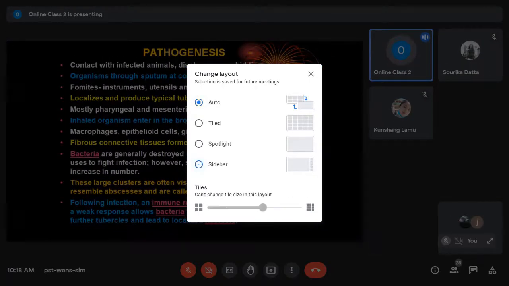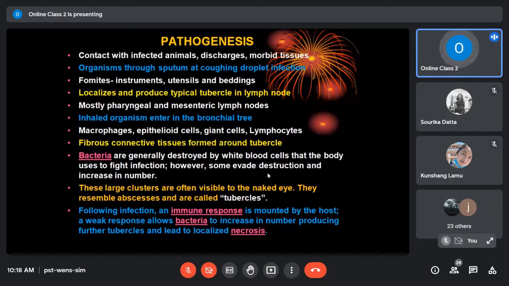Sometimes the source may be fomites, like instruments, utensils, and bedding used in the farm. After entering the system through inhalation, the organisms localize in the nearby lymph nodes and produce the typical nodular lesions, what we call tubercles, in those regional lymph nodes. Mostly these are the pharyngeal and mesenteric lymph nodes: mesenteric in the digestive system, and pharyngeal in the respiratory system particularly.